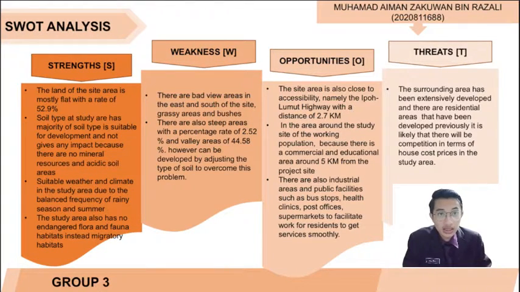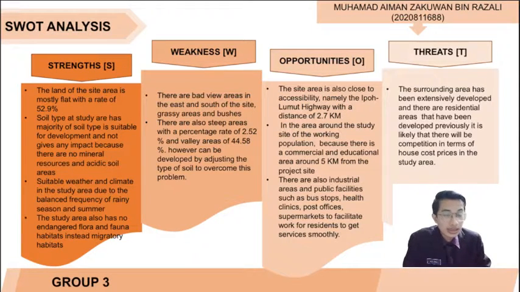So the weakness is there are bad view areas in the east and south of the site, such as grassy lands and pastures. There are also steep areas with a percentage of 22.52% and valley areas around 44.58%. However, this site can be developed by adjusting the type of soil to overcome these problems.